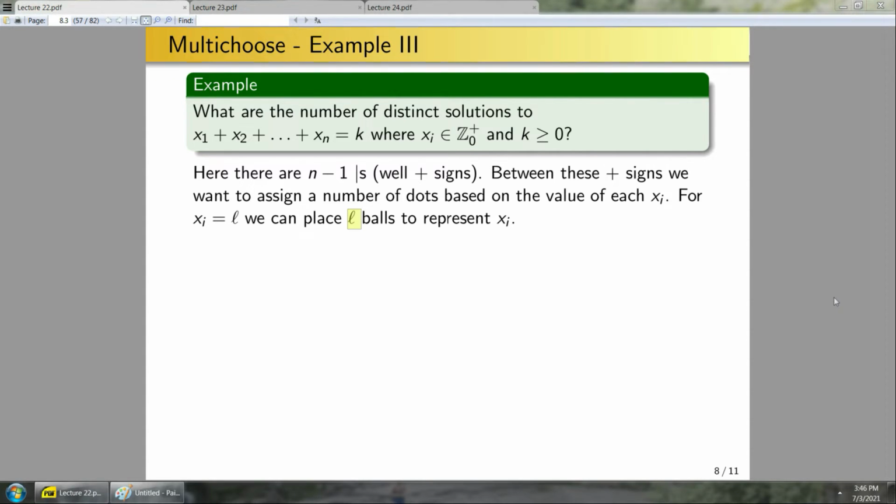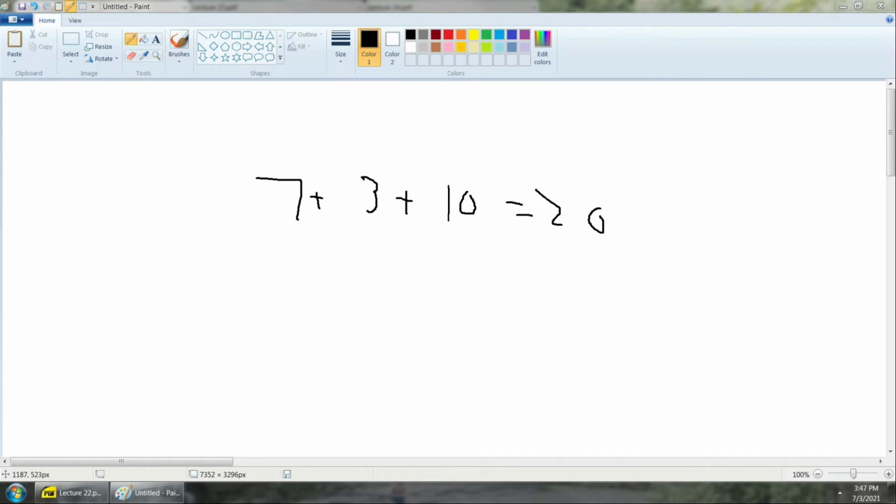Now again, what's the total number of balls? Well, if I add up x1, x2, all the way up to xn, I end up with k. Therefore, there's going to be k balls for this case. So let's graphically look at this just to give you a better idea of what this is saying. What if I was examining the case where k is equal to 20 and n was equal to 3? Well, this would be one possible solution.